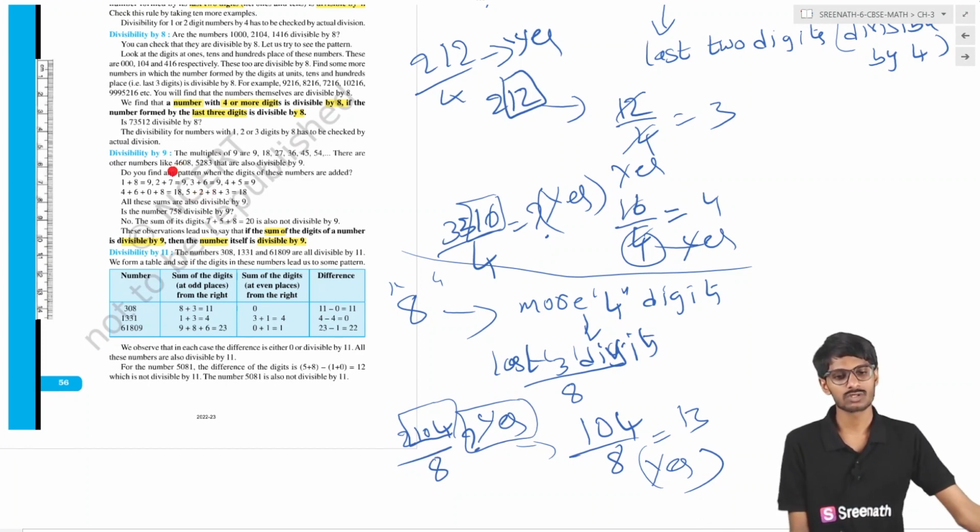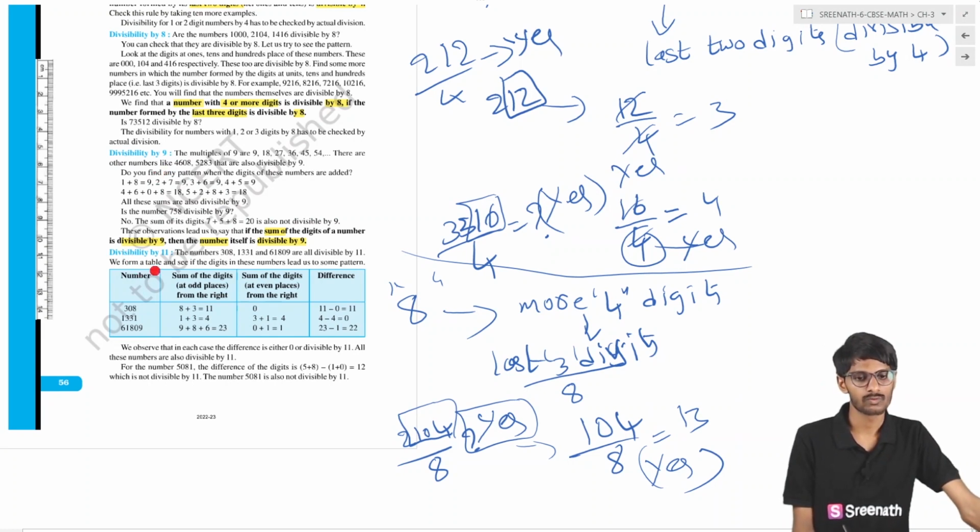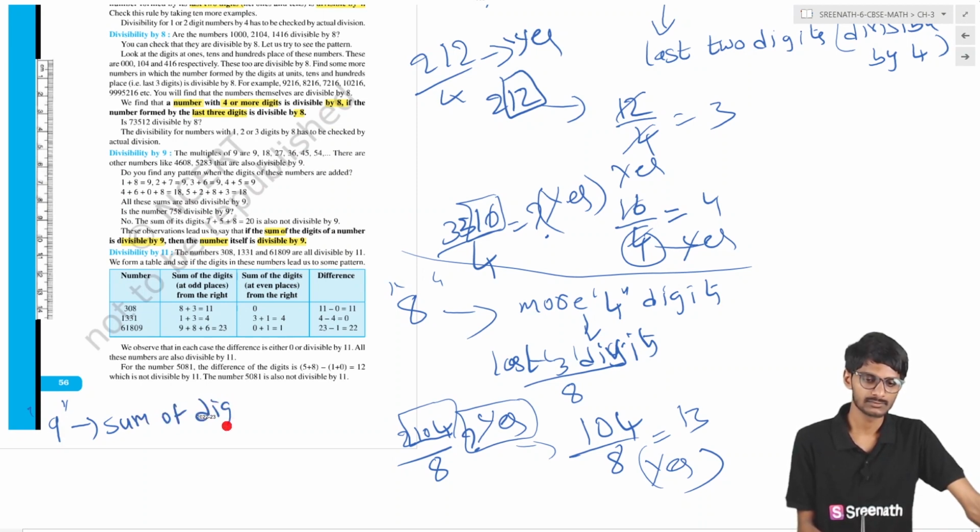And divisibility rules for 9. If the sum of the digits of a number is divisible by 9, then the number itself is divisible by 9. So it is the same for 9. The sum of digits must be divisible by 9, then it will be divisible by 9.